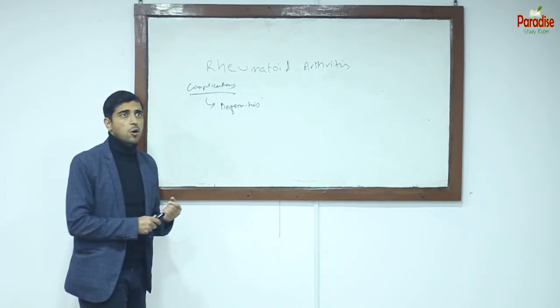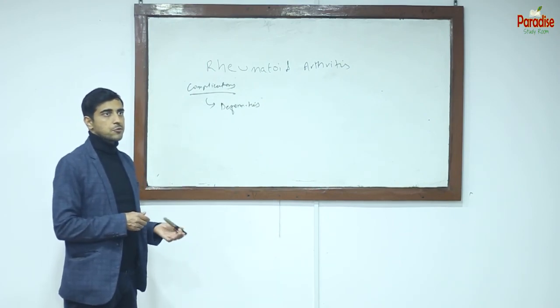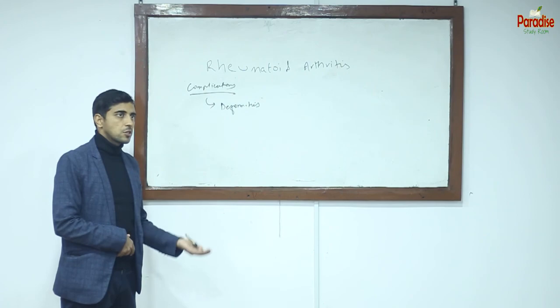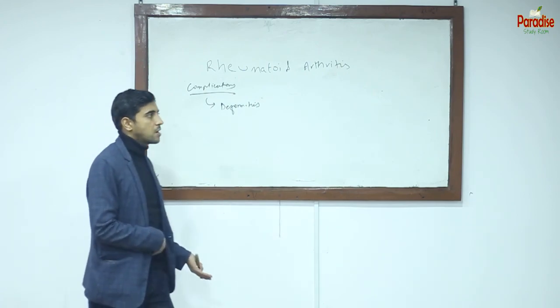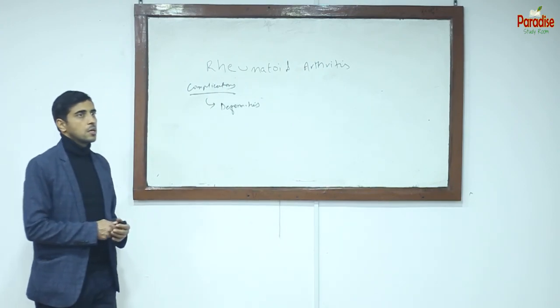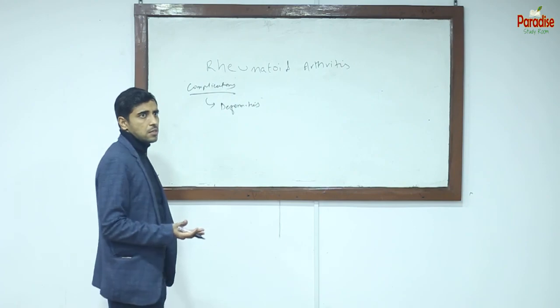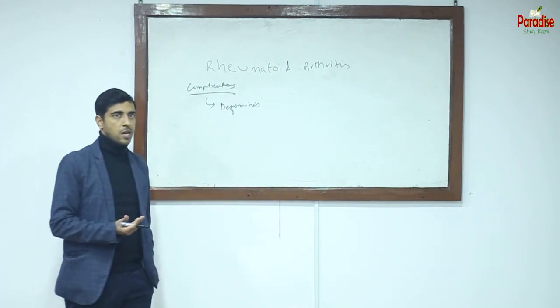Similarly, there are other complications involving extra-articular manifestations, for example, interstitial lung disease and ischemic heart disease, and even vasculitis might be seen. So I think that's all about RA for now.